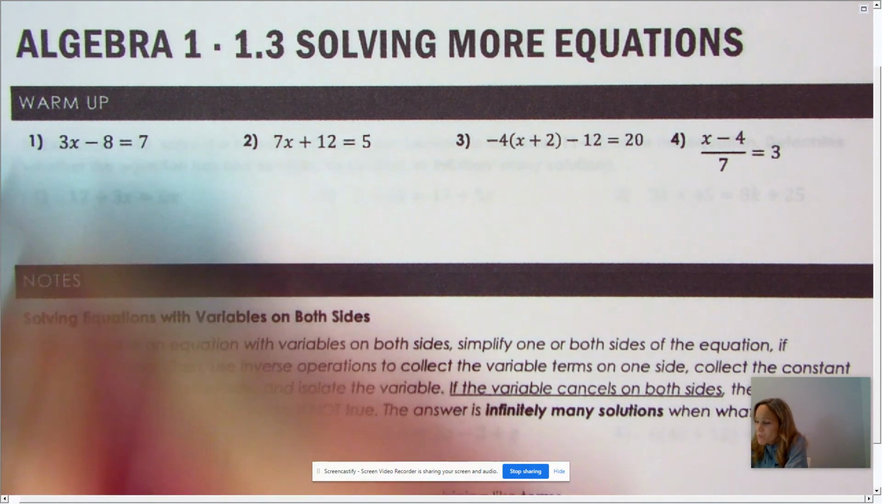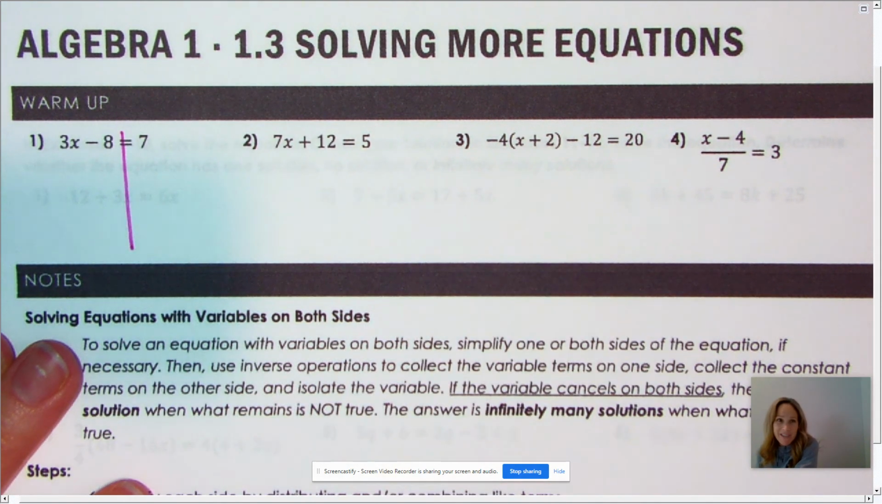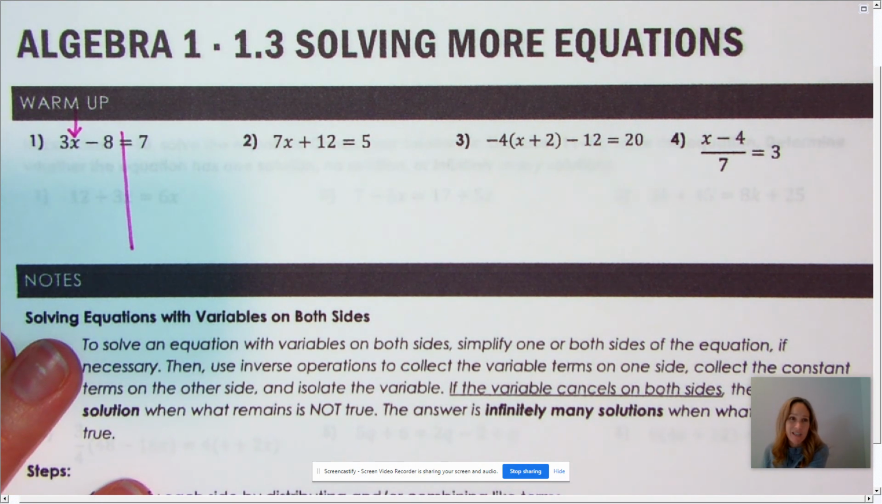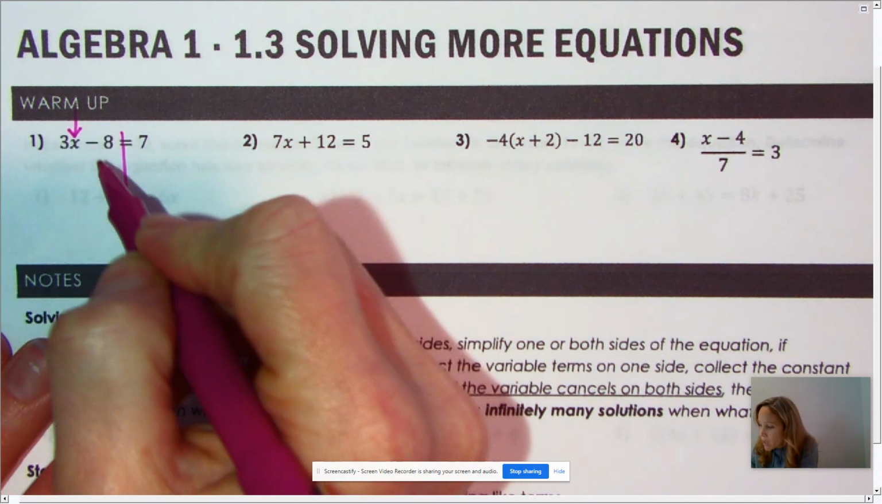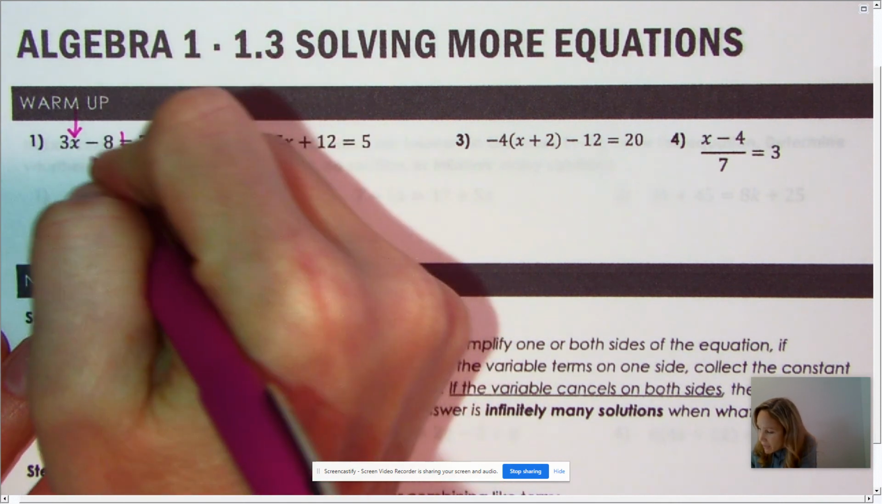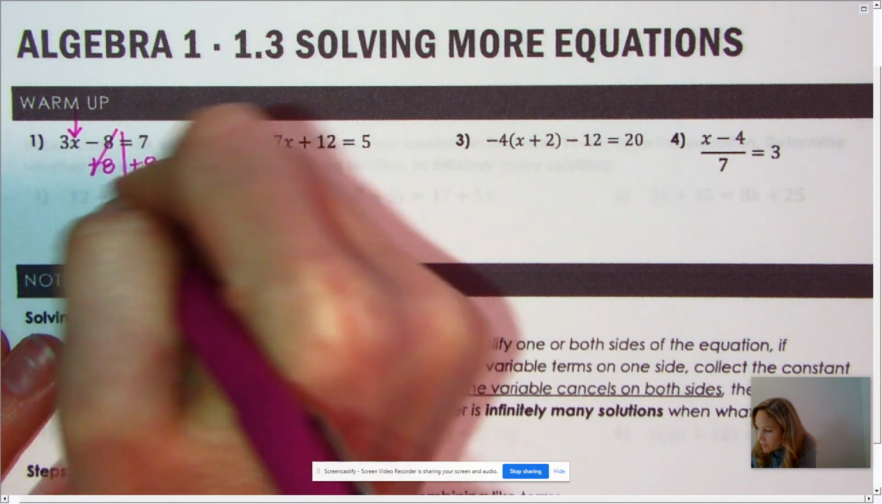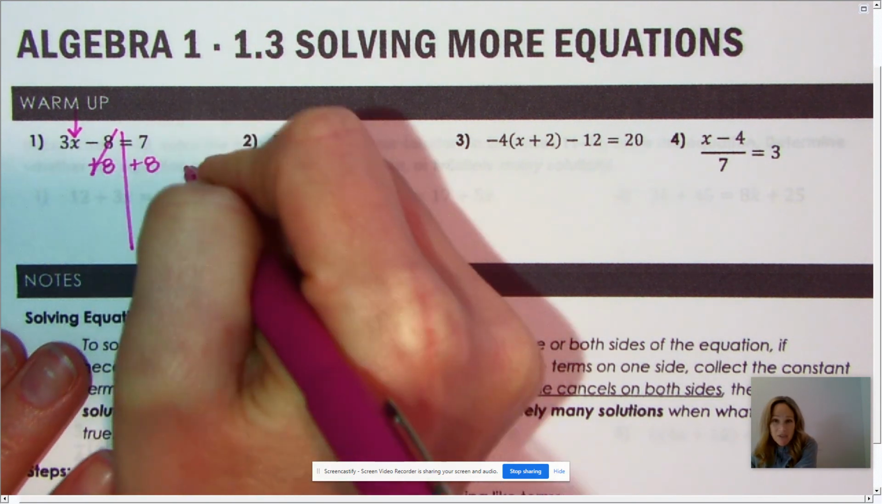So first of all, we will start with our warm-up and just go over what we learned yesterday. So remember, we always want to start by seeing where is that letter that we're trying to solve for. And then we get rid of any addition or subtraction first by doing the inverse operation. So the opposite of minus 8 would be plus 8 on both sides. So those cancel. Remember that whatever we do to one side, we have to do the other.